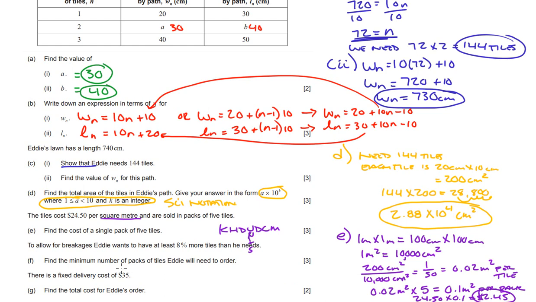Okay, and that there is part E. So now we got 2 more problems to do and no more room to do it. So I'm going to make some room here. Okay, don't hate me too much. I'm going to just do the rest of the work up here. So to allow for breakages, Eddie wants to have at least 8% more tiles than he needs. So find the number of packs of tiles Eddie is going to need to order.